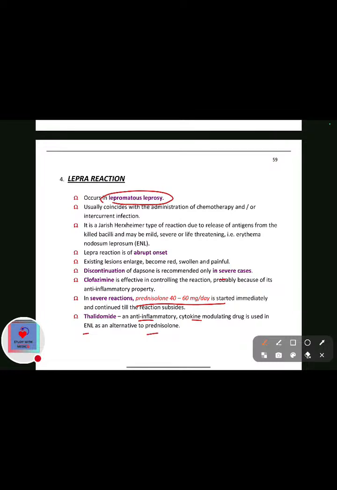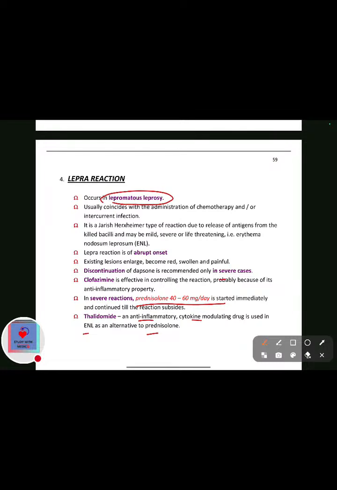So see this: lepra reaction occurs in lepromatous leprosy. It usually coincides with the administration of chemotherapy or intercurrent infection. It is a Jarisch-Herxheimer type of reaction due to release of antigens from the killed bacilli, and may be mild, severe, or life-threatening, that is erythema nodosum leprosum, ENL. Example: erythema nodosum leprosum.